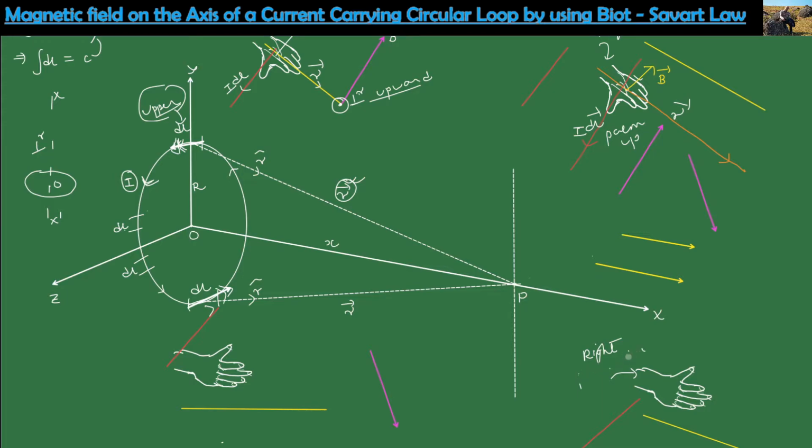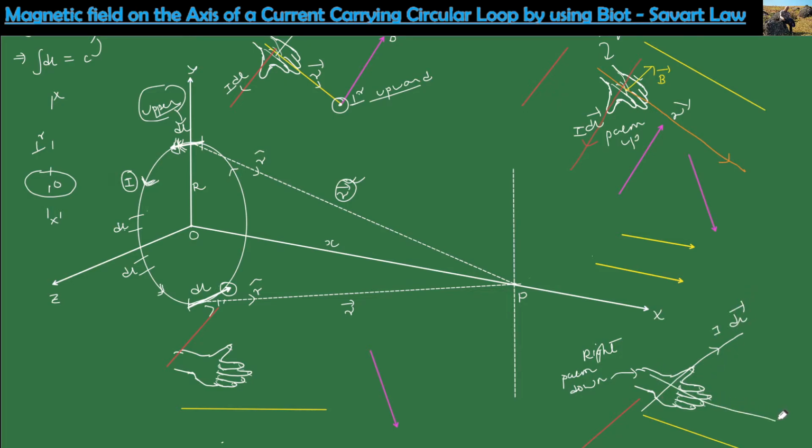Let me write it properly. The palm of your right hand is facing down. So palm down. And when the palm is down, you have to orient your fingers in the direction of I. I is moving in this direction. So this will be the direction of I, since this is the direction of the current. So from here, the direction of the current element is in this direction, so that will be our IDL vector.